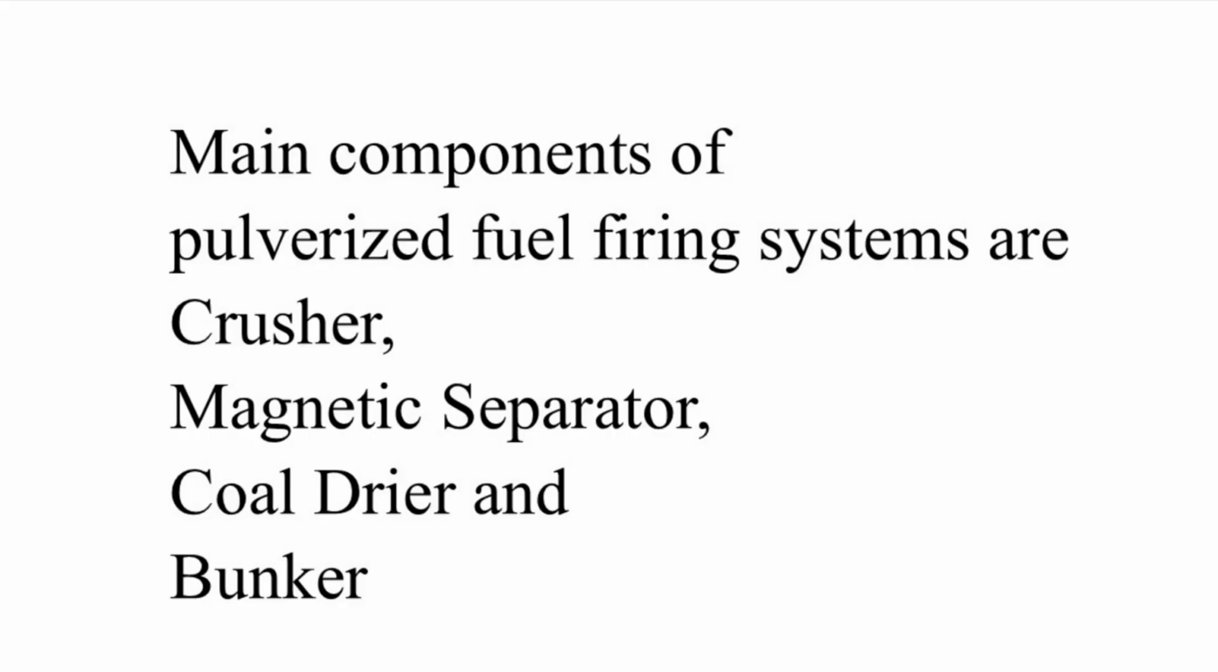Main components of pulverized fuel firing system are crusher, magnetic separator, coal dryer and bunker. Crusher. Crushers are used to reduce the size of coal at the initial stage. Coal that comes from mines is in the form of big chunks. These are reduced to suitable size with the help of a crusher. Details of the crusher have already been explained in one of the previous lectures.